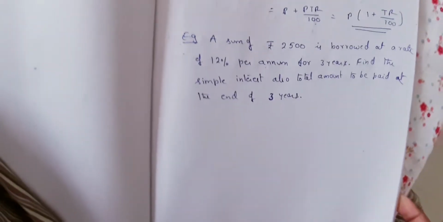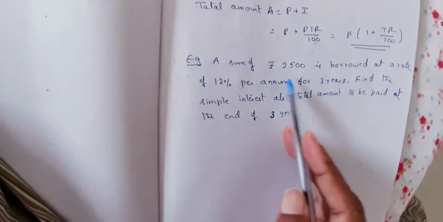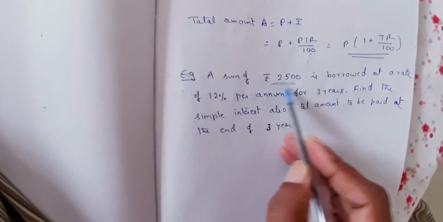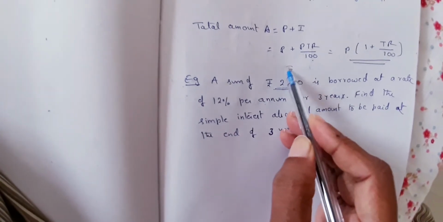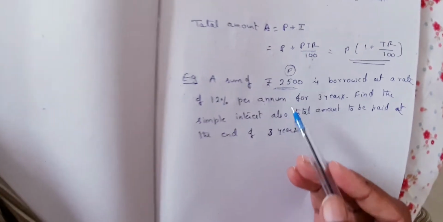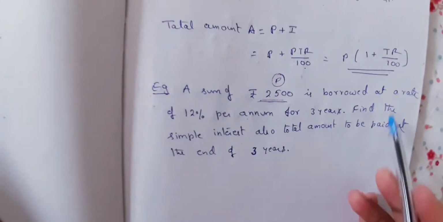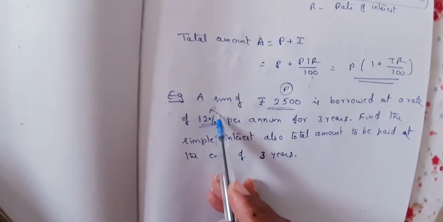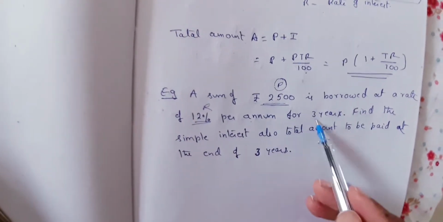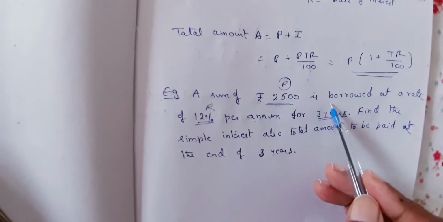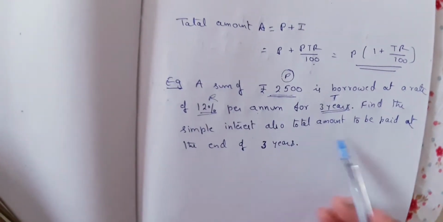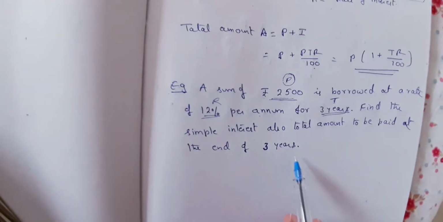So what is the question given here? A sum of 2500 is borrowed. How much did we borrow? This is borrowed. That means what is given? This is principal. First you have to understand what is given. Is borrowed at a rate of, so what is given here? A rate is given per annum for 3 years. Time is given to be 3 years. T is 3 years. Find the simple interest, also the amount to be paid at the end of 3 years.